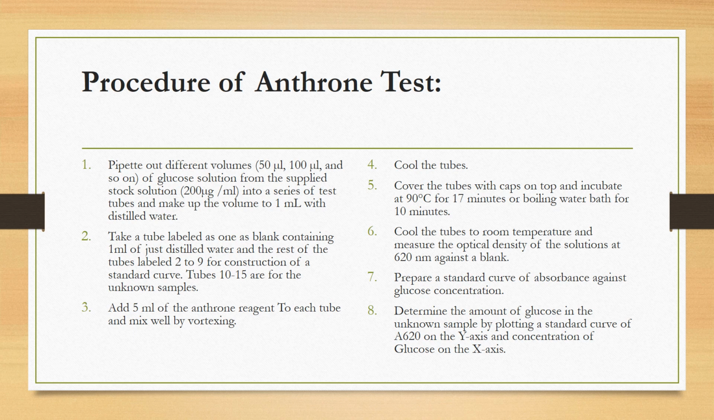Procedure of the anthrone test. Number 1, pipette out different volumes, 50 microliter, 100, and so on, of glucose solution. You take different volumes of glucose solution from the supplied stock solution which we prepared into a series of test tubes, and make up the volume to 1 ml with distilled water.